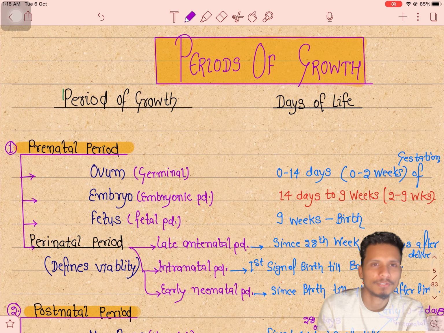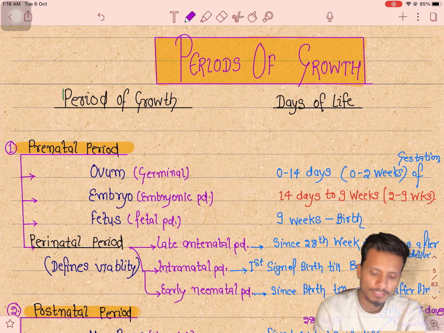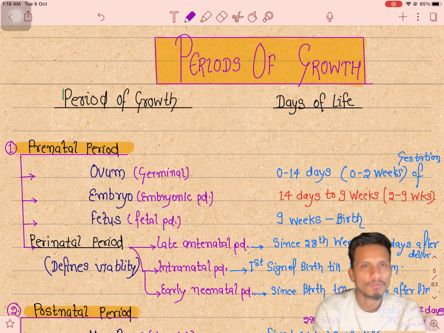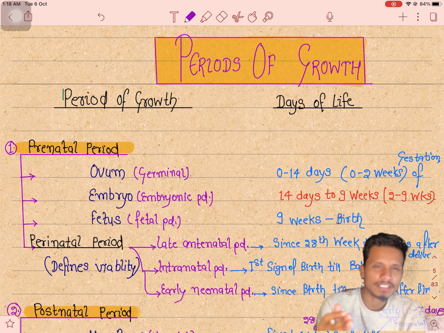In this section, we are going to discuss general pediatrics, the growth of the fetus, and how the fetus is going to develop. First, we are going to discuss the introduction. In the introduction, we are going to see the periods of growth of the fetus and how they are classified. It is just an introduction about them.